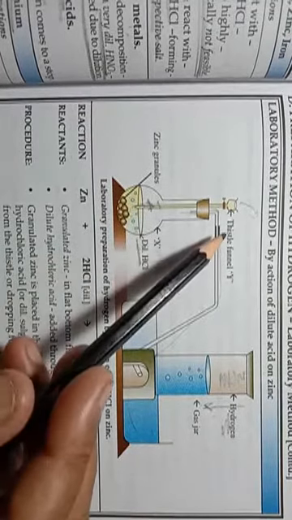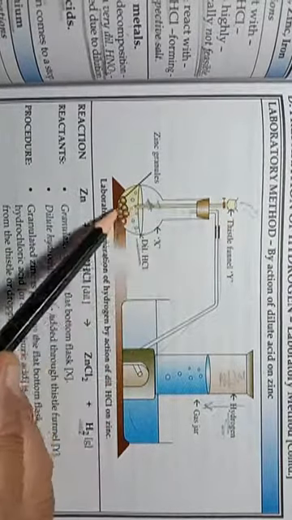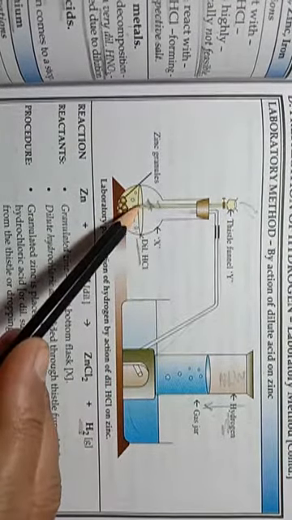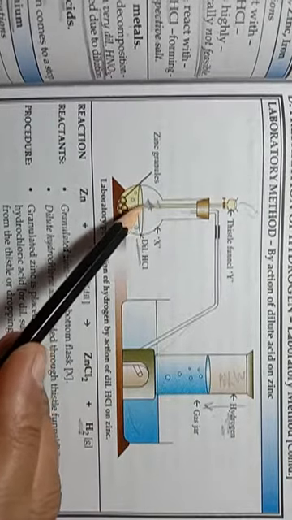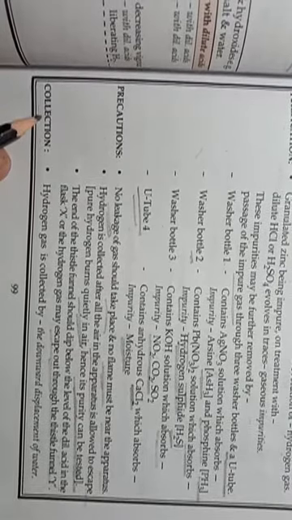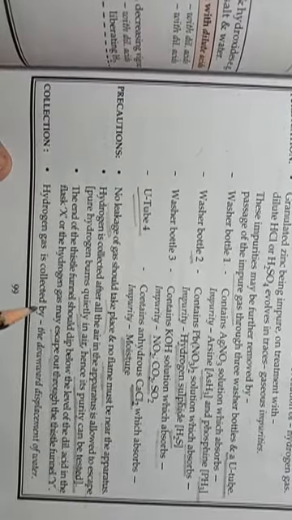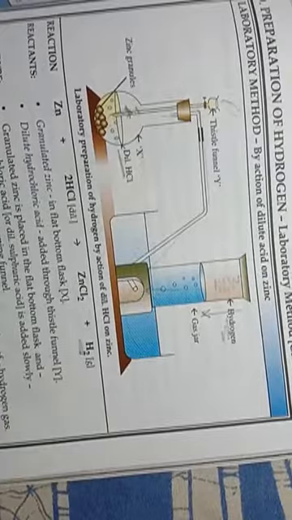Or you can say that so much dilute acid should be added here that this last end should be dipped inside the dilute acid. Then collection. Hydrogen gas is collected by the downward displacement of water. So here we are collecting hydrogen gas and it is collected by the downward displacement of water.